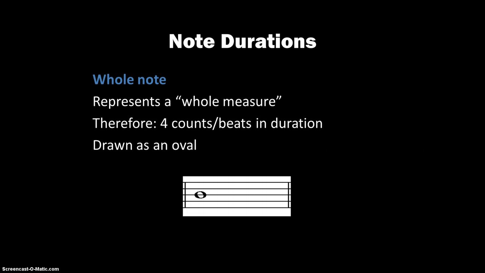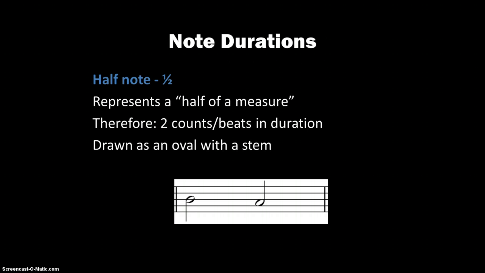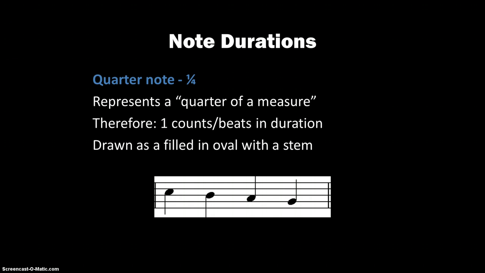A whole note represents a whole measure in 4/4 time. So a whole note has a value of 4 counts or 4 beats. It's just a simple oval. A half note represents half of a measure or half of a whole note, which would be 2 counts in duration or in value. That's the open oval with a stem. A quarter note is a quarter of a measure, so it gets 1 beat, and that's usually the basic building block of most music notation systems. And then we just fill in the oval, and we still have the stem.